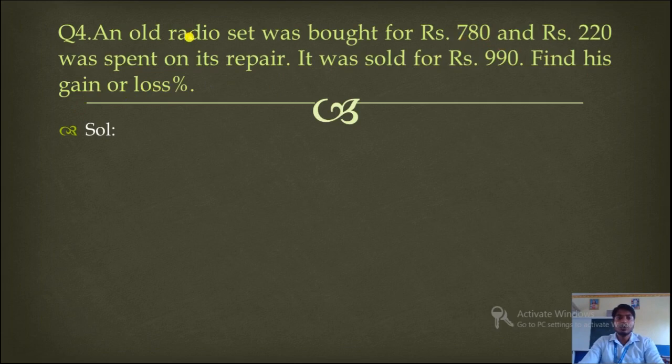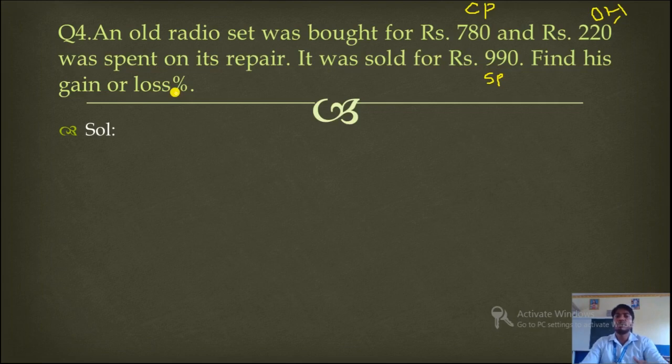An old radio set was bought for rupees 780, so this is the cost price here. Rupees 220 was spent on its repair, so this is overhead expenses. Now it was sold for rupees 990, that means this is the selling price. Find his gain or loss percent.